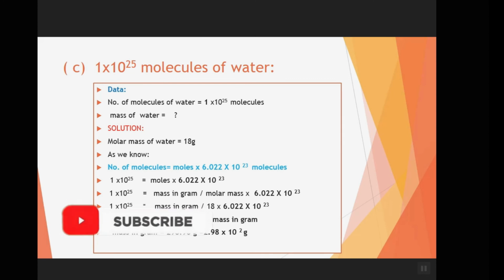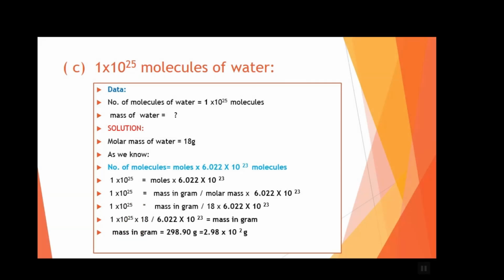Then we have the number of molecules of water 1 exponent 25. So in 1 exponent 25 number of molecules of water, we have the mass of water 2.98 exponent 2 gram. Understood? So this is our answer.